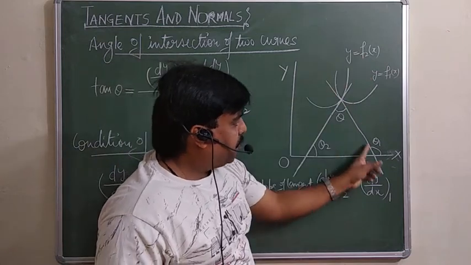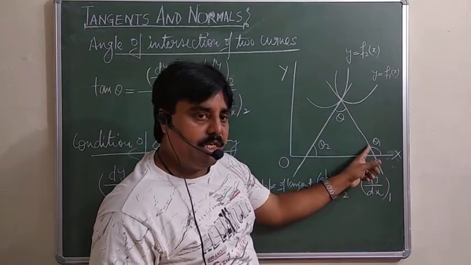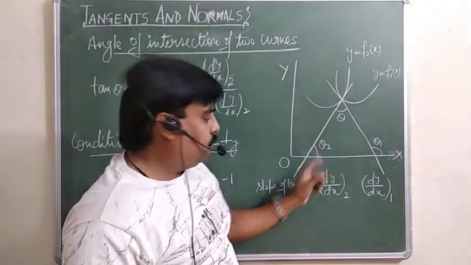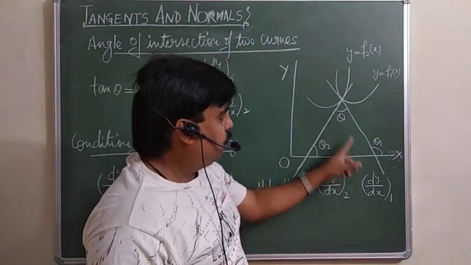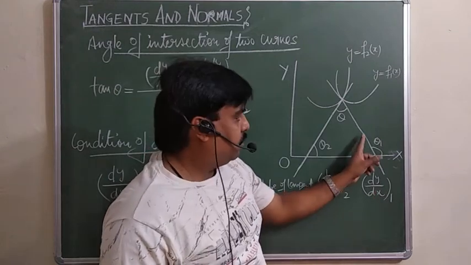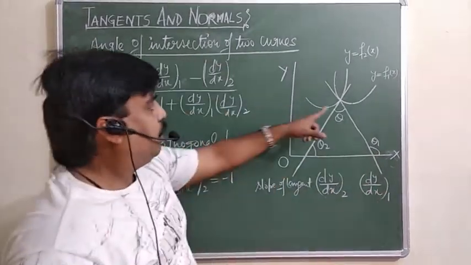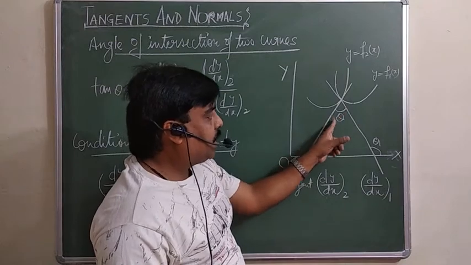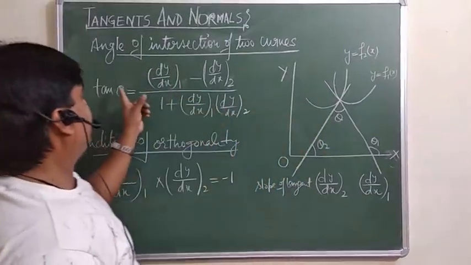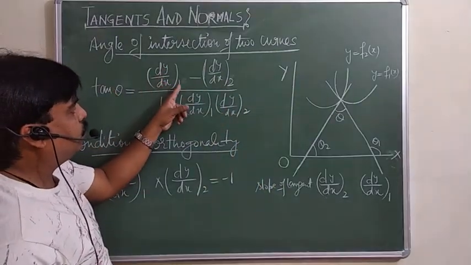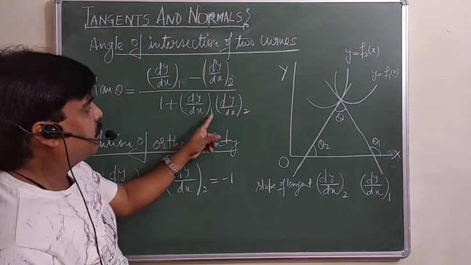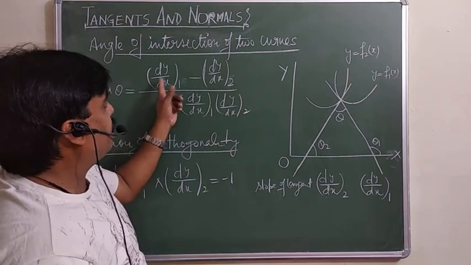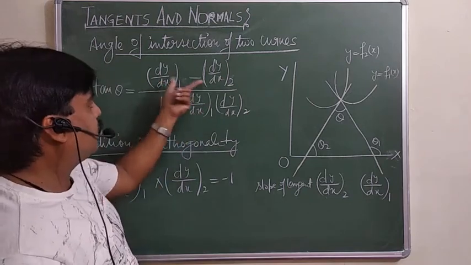So the slope of this tangent is theta 1 and the slope of this one is theta 2. The slope of the tangent will be equal to dy over dx. This is the second, and dy over dx at 1, this is the tangent 1. If you want to know the angle theta between these, then tan theta will be equal to dy over dx 1 minus dy over dx 2 over 1 plus dy over dx 1 into dy over dx 2. This is m1, m2 you can say, right? These are the slopes.